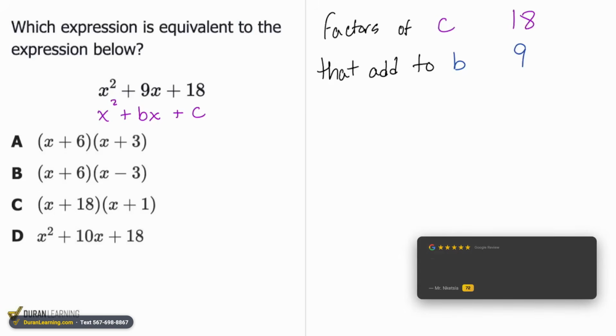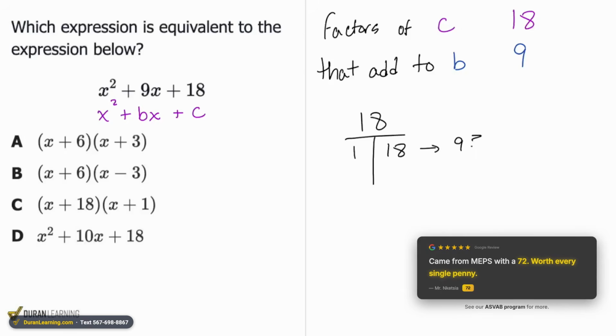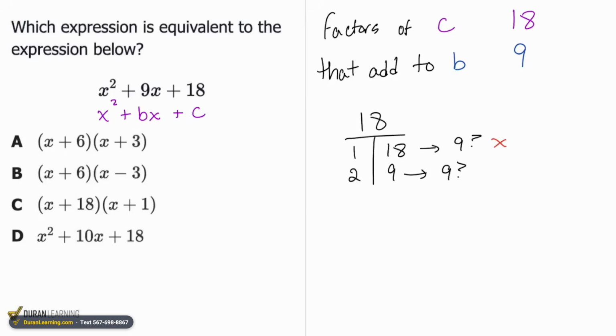Exactly. So this is how we'll handle it. Let's factorize 18. 18 is 1 times 18. Does that add up to 9? No, it doesn't. Next up, I'll do 2 and 9. 2 times 9 is 18, absolutely, but does that add up to 9? No, it doesn't. Next, we have 3 times 6. Yeah, that's 18. Does 3 plus 6 equal 9? It does. That's what makes this a valid pair.